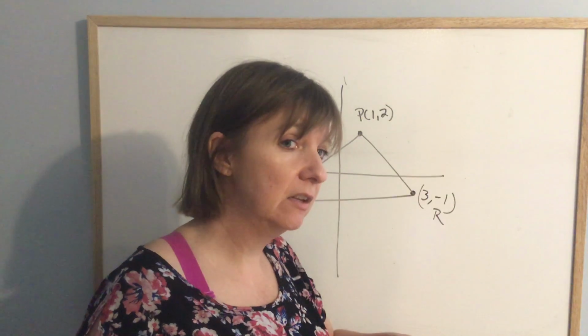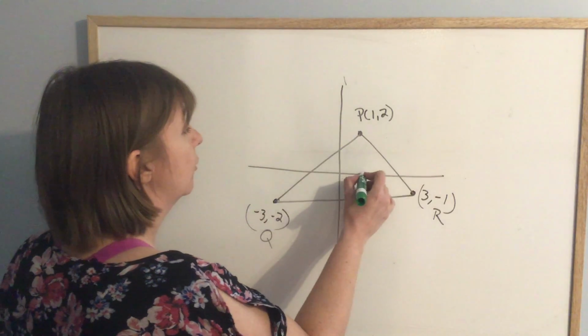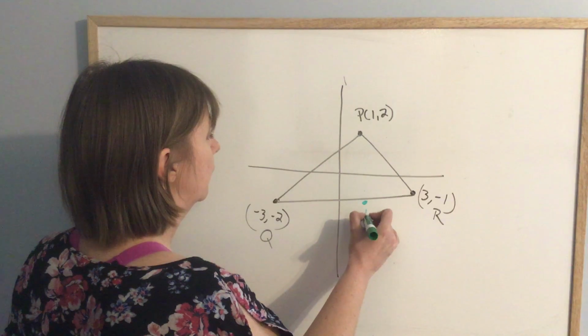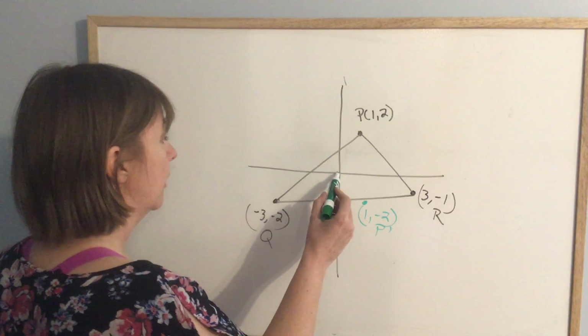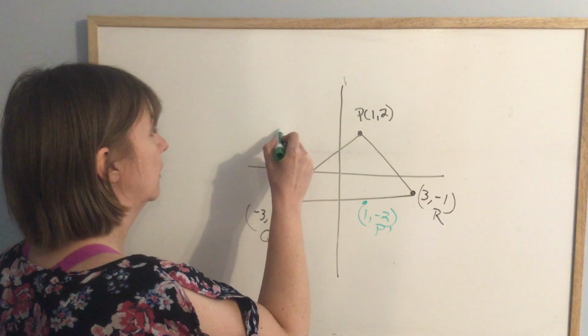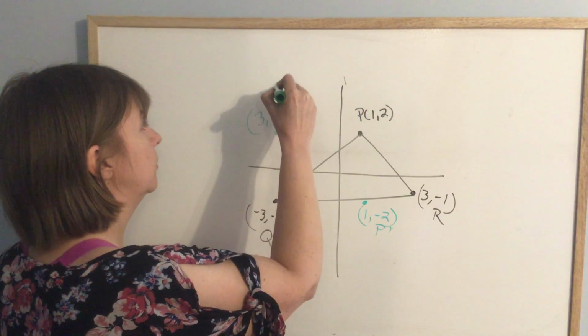If I'm reflecting in the x-axis, I change the sign of my y's. So I'm still going to go forward 1, but I'm going to go down 2. So 1 and -2 would be P prime. I'm still going to go back 3, but I'm going to go up 2. So -3 and +2 would be Q prime.